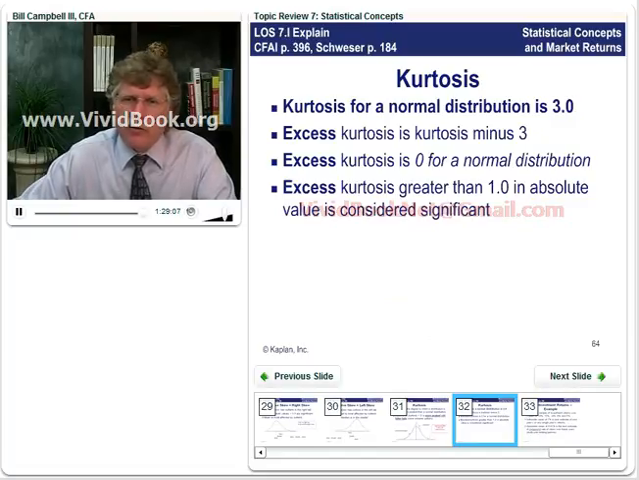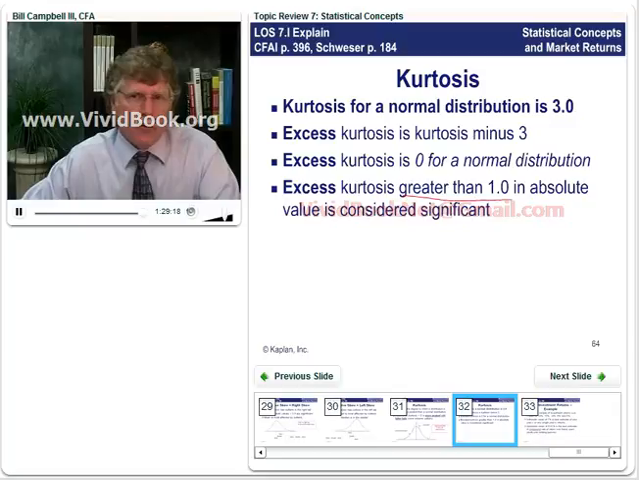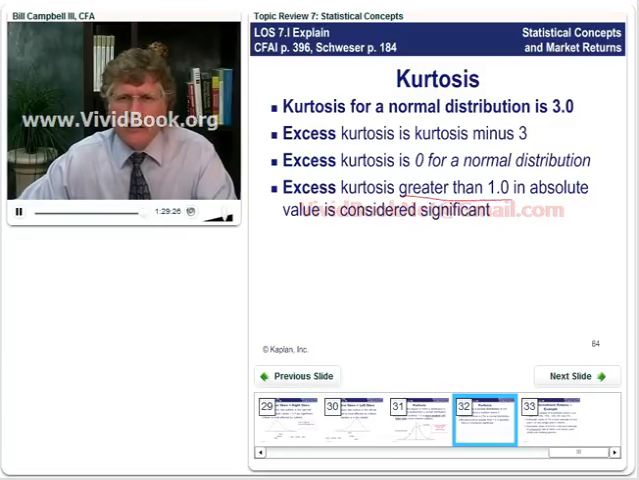You generally only need to worry about excess kurtosis when the number is greater than 1. Okay? So if you have a distribution that has kurtosis of, say, 2.4, well, then your excess kurtosis is minus 0.6, probably not significant. You have another distribution that has kurtosis of 3.3, your excess kurtosis is 0.3, probably not a big deal. But if you had kurtosis of less than 2, I don't know if you can have kurtosis of less than 2. I don't think you can. But if you had kurtosis of, let's say, 4, that would be significant.